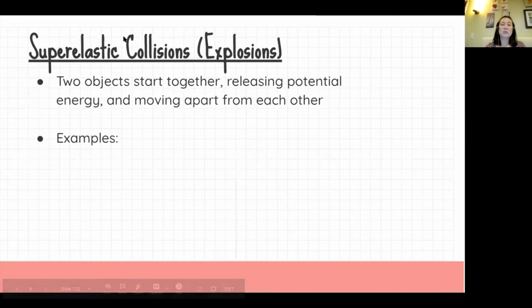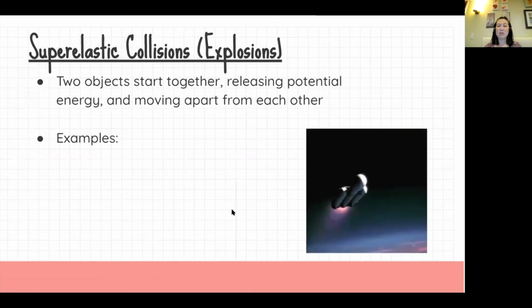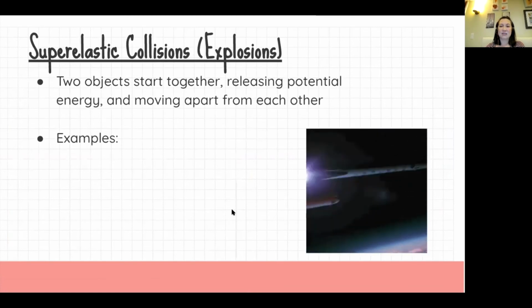Finally, superelastic collisions, also known as explosions. These are two objects that start together. They release some sort of potential energy, like think a spring, a chemical reaction, something like that. And as a result, they move apart from each other. So here's a very, very famous one where it releases chemical potential energy, and that would be a rocket booster.